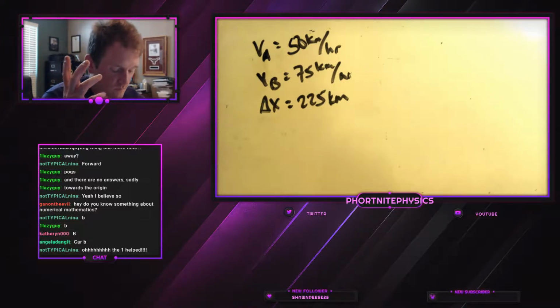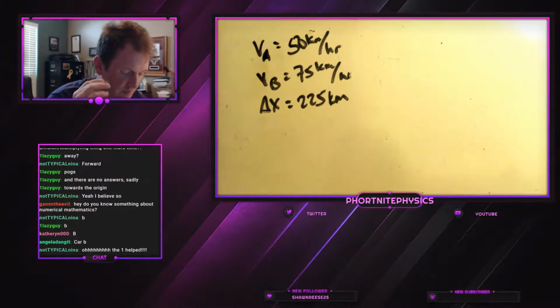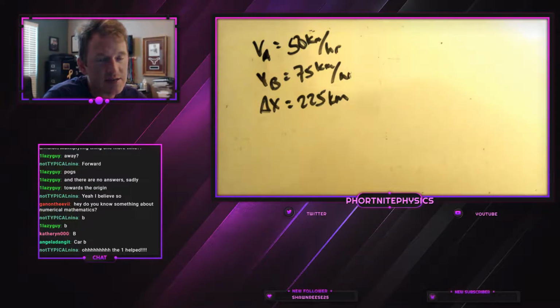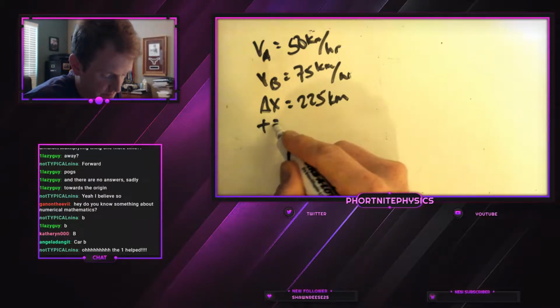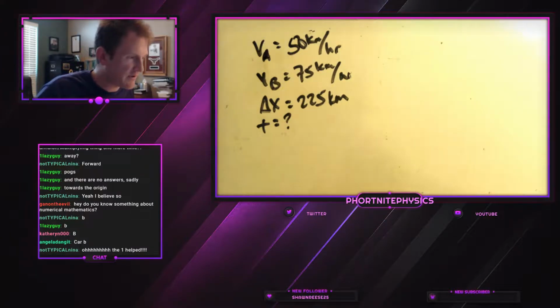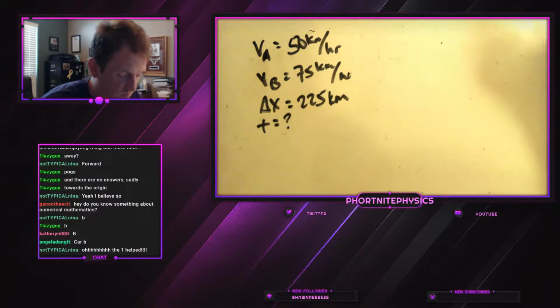Okay, so we're trying to drive 225 kilometers at 50 kilometers an hour and 75 kilometers an hour. So just like last time, which one is going to take longer? We're looking for time here. Which one is going to take longer to get further? Letter A or letter B?